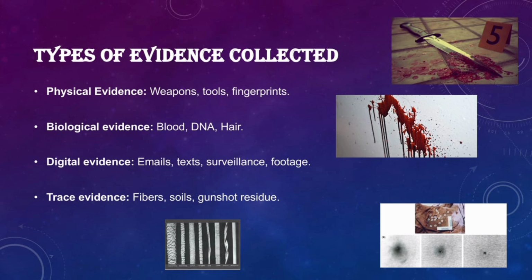Move on to the last one, trace evidence. It involves the identification, gathering, and preservation of small, often microscopic materials that can link a suspect, victim, or crime scene together. This type of evidence includes fibers, hair, gunshot residue, soil, etc. Because of its small size, trace evidence can provide significant clues.